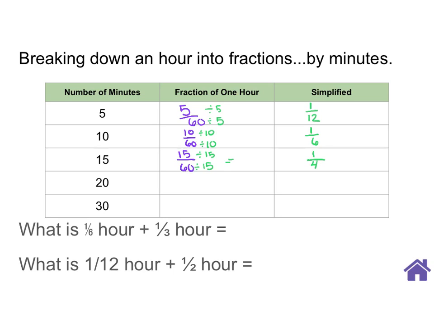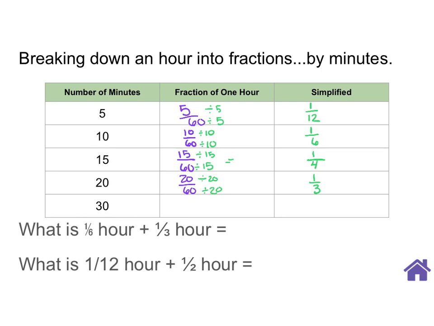Next, I have 20. So if I had 20 minutes out of 60, I could divide the top and the bottom by 20. And then that would give me 1. And then 20 minutes would be 1/3, because 6 divided by 2 is 3, so 60 divided by 20 is 3.